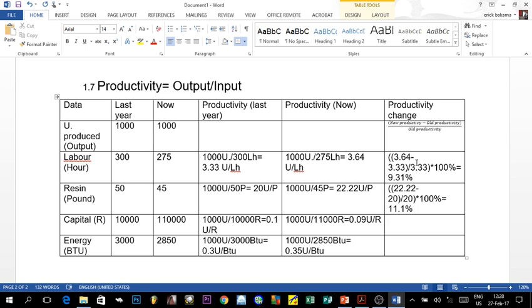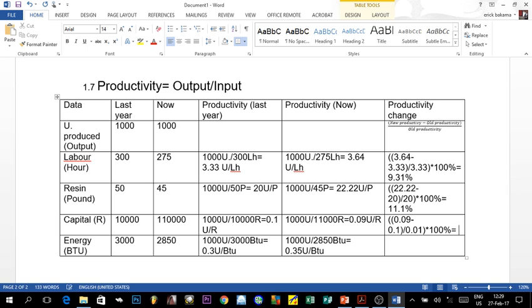And we need to check also for the capital. Still we use the same formula. The productivity of the capital this year is 0.09, and last year the productivity was 0.1. So we need to divide by 0.1, and we multiply it by 100%.